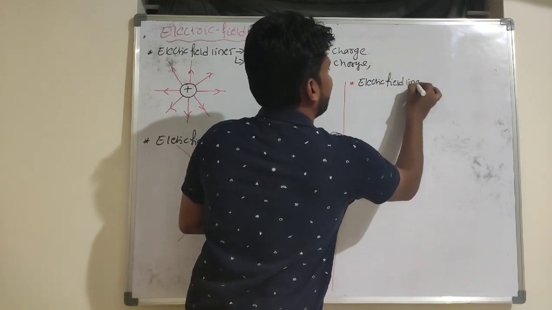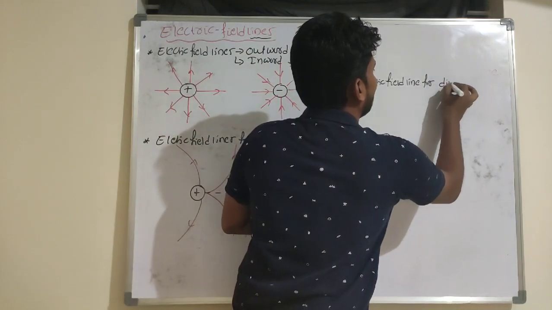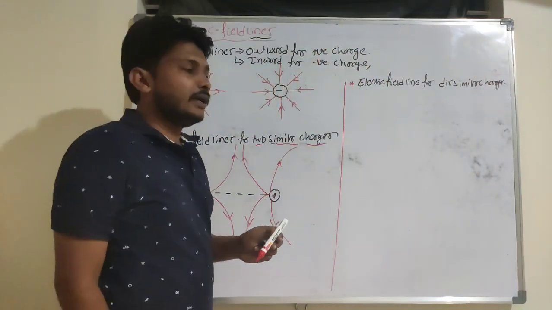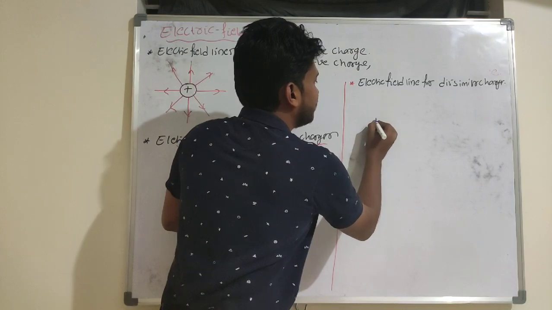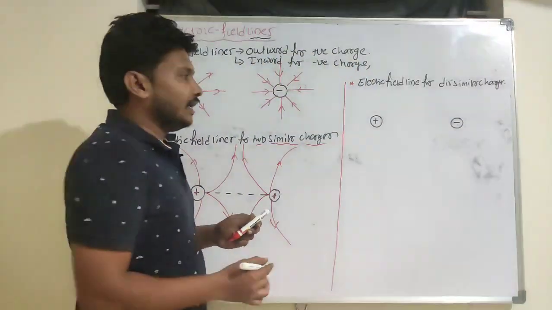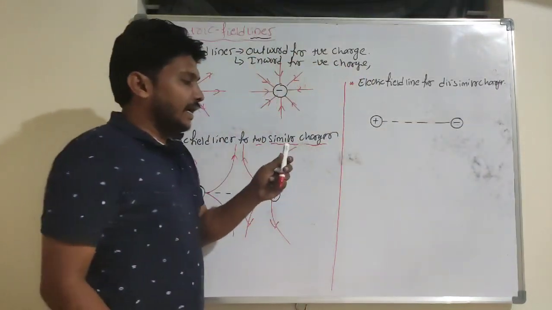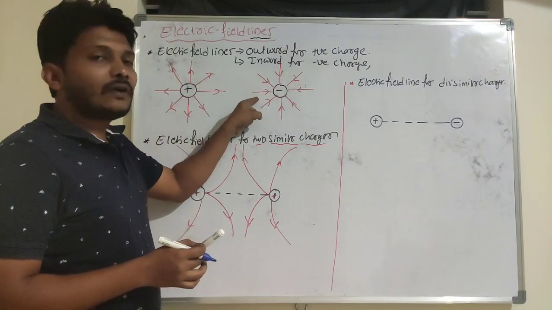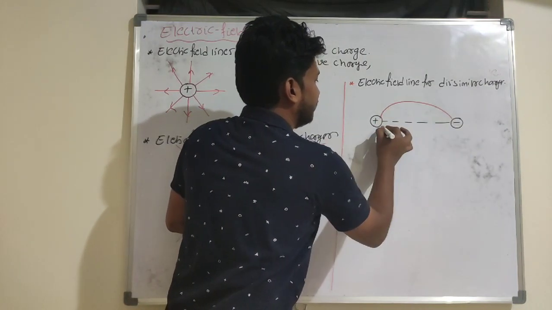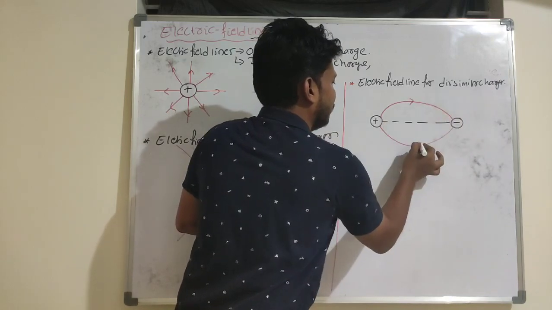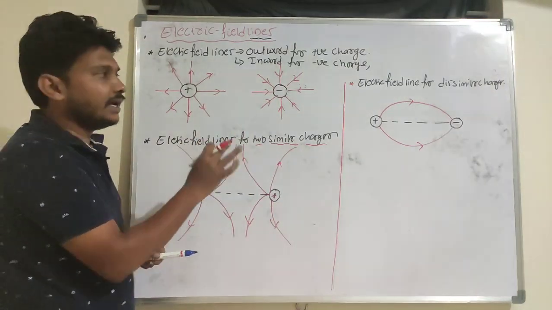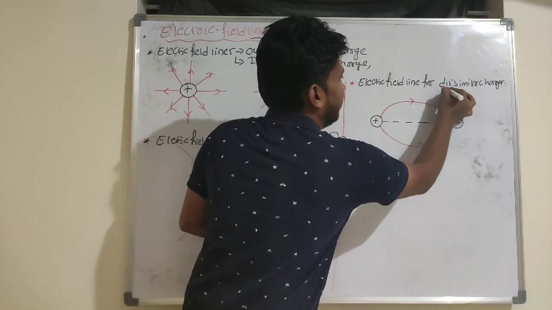Electric field lines for dissimilar charges. So what are the electric field lines for dissimilar charges? Dissimilar charges means one is positive, another one will be negative here. So for the electric field lines, for the positive I said outward, and for the negative I said inward direction. So for example, electric field line for those two dissimilar charges, this is the direction. So you have to represent the direction. If you are not representing direction, you may not get any kind of marks.